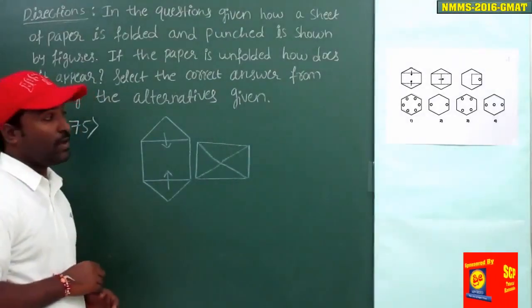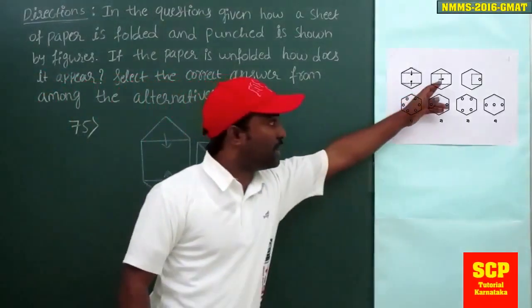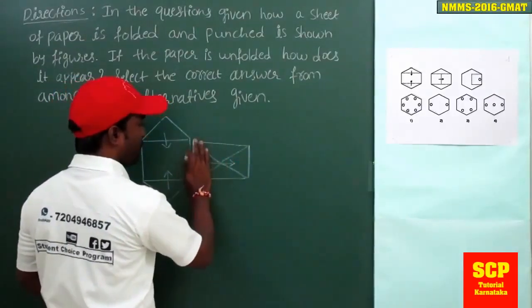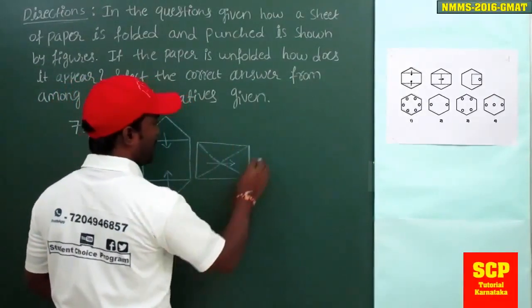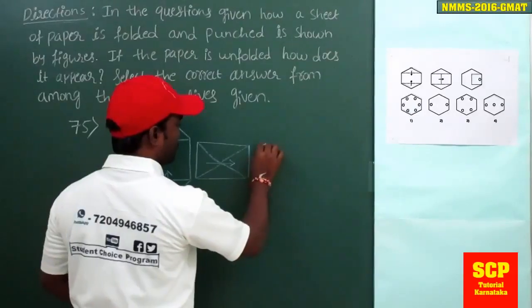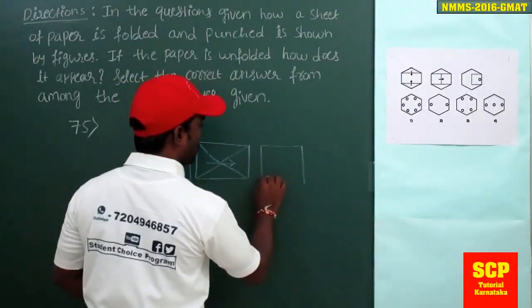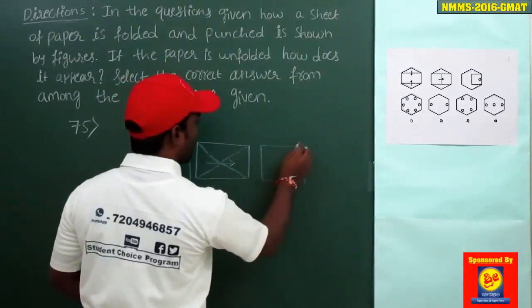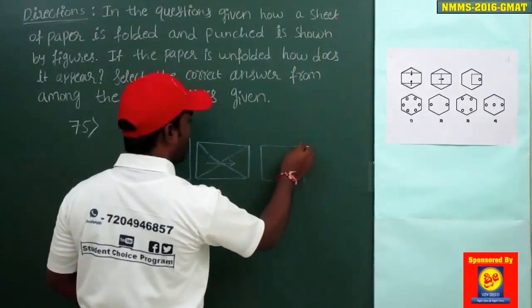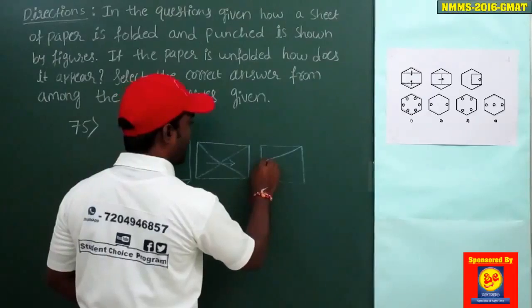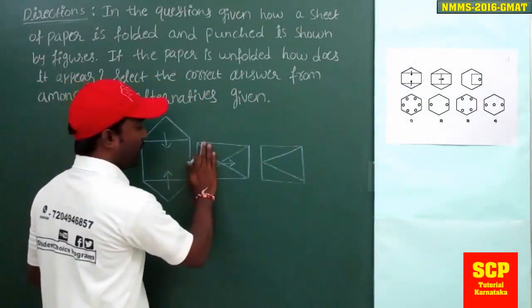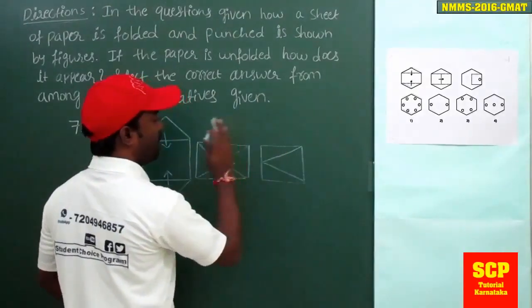Now, in the next figure, it is shown that the paper is folded in this direction. Then how will this appear? The paper is folded in this direction means it will appear like this. Okay, once the paper is folded like this, then it will appear like this.